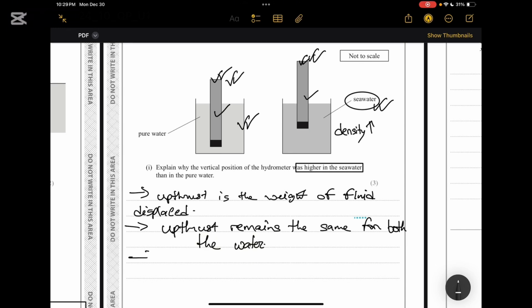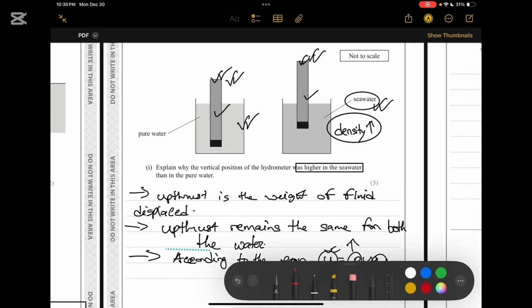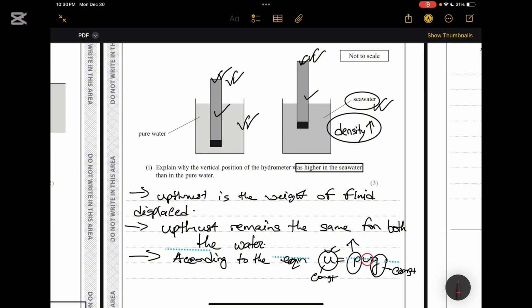So according to the equation, we know upthrust is equal to rho Vg. If the density increases, the upthrust must remain constant. The upthrust is constant for both of them, and g is also constant. So for keeping this upthrust constant, the V value must decrease.